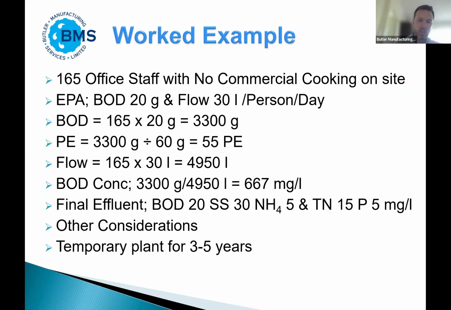And the final effluent in this case was BOD 20 milligrams per litre, suspended solids 30 milligrams per litre, ammonia 5 milligrams per litre, total nitrogen 50 milligrams per litre, and phosphorus 5 milligrams per litre. And this is what you typically see for discharging to a watercourse if no connection is available. And the other consideration is the temporary plant for 3 to 5 years.